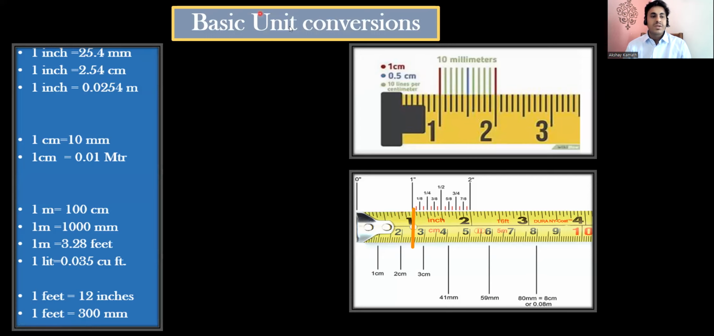Then 1 centimeter is 10 mm, and 1 centimeter is equal to 0.01 meter. Then again, how much is 1 meter in terms of centimeter? 1 meter is equal to 100 centimeter, and 1 meter is equal to 1000 mm. If you don't remember centimeter, it is okay, but mm you have to remember. 1 meter is equal to 1000 mm. Then again, 1 inch is equal to 25.4 mm. This is important. And then remember, 1 meter is equal to 3.28 feet, and 1 liter is 0.035 cubic feet.